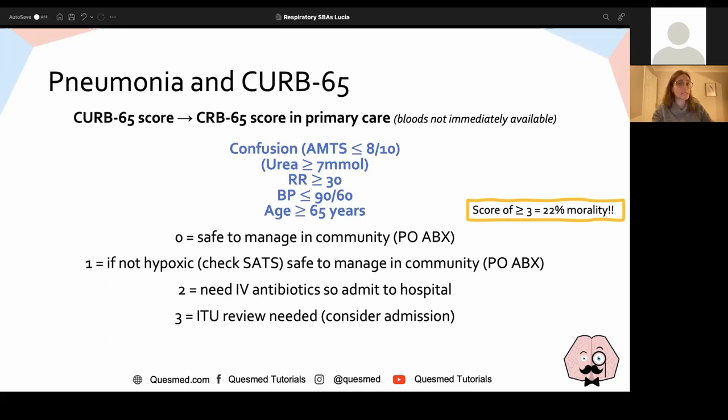If they score 3, you should at least get ITU to see, and 4, ITU is really indicated. And I know that a patient who's 78 years old might not make it to ITU in the UK, but in lots of other countries they would, and that's a separate debate as to whether they should be in ITU or not. But according to this score, that's what's recommended.